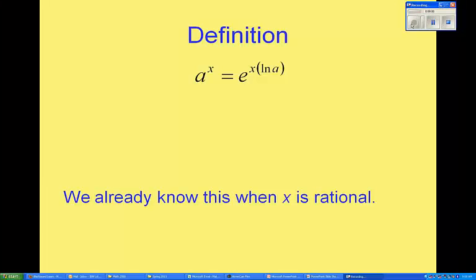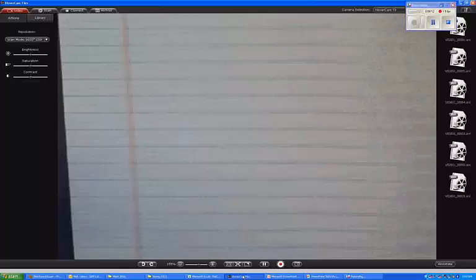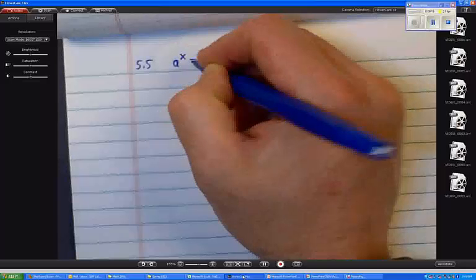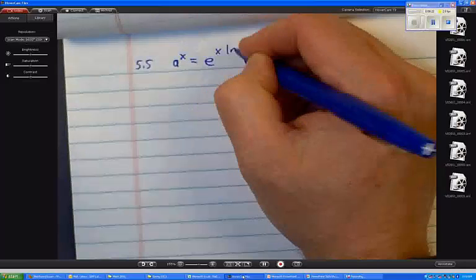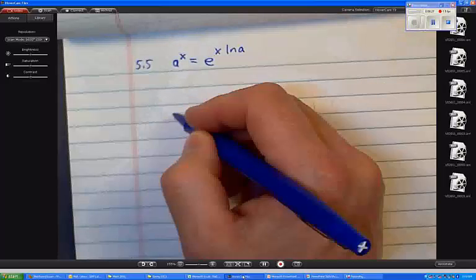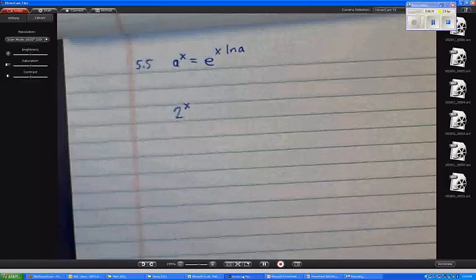What do I mean by this definition? a to the x equals e to the x times ln a. Here, when I write that down, a to the x equals e to the x times ln a. What I'm trying to do here is imagine that a is any number you want. My favorite example is 2. 2 to the x power. Because we know lots of values.